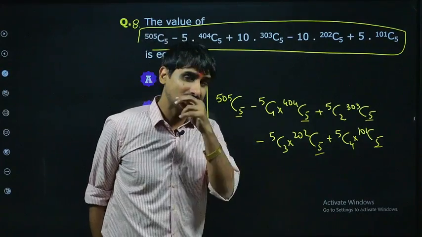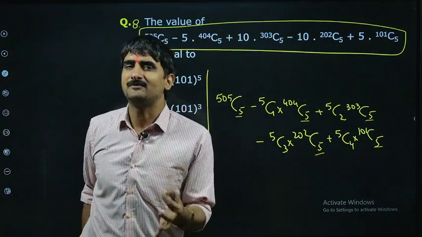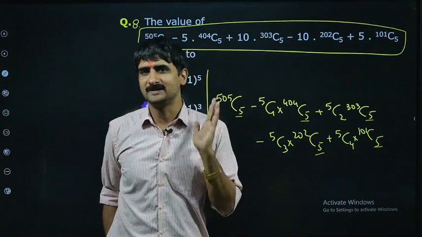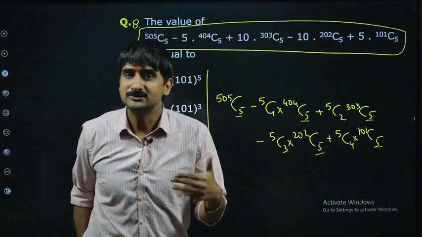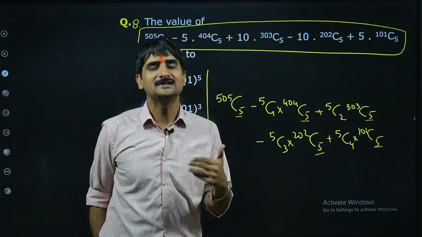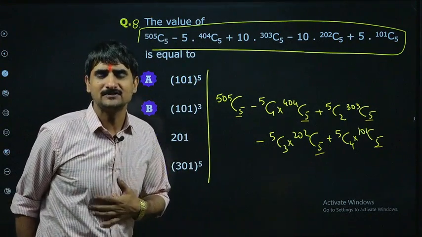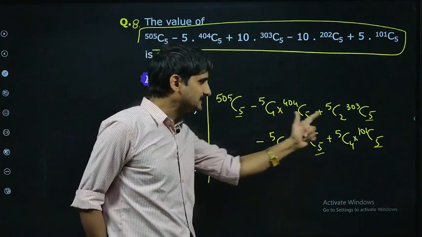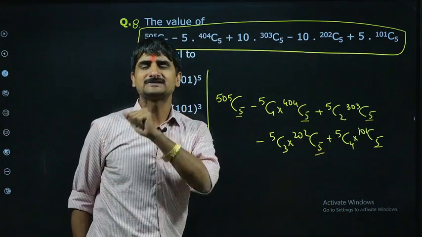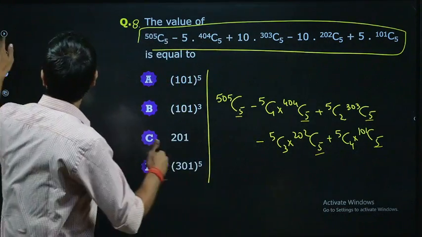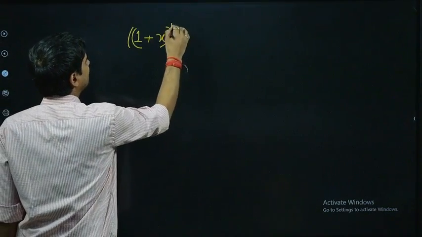I start thinking of this expression as the coefficient of some fixed power of x in a binomial expansion. So I look at it as the coefficient of some fixed power of x in a binomial expansion. Now we have to think about which binomial expansion may give us these terms or this series, with a fixed coefficient of x. How did I start? By assuming it to be (1 + x) raised to the power 101.